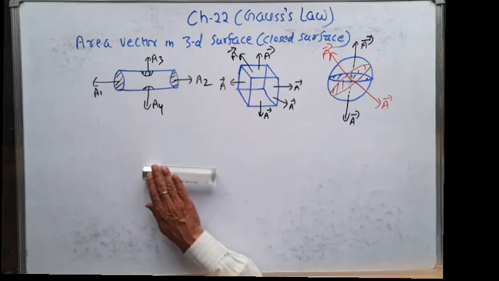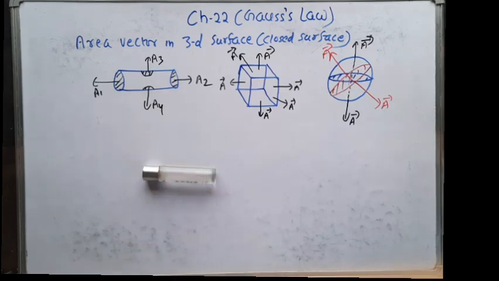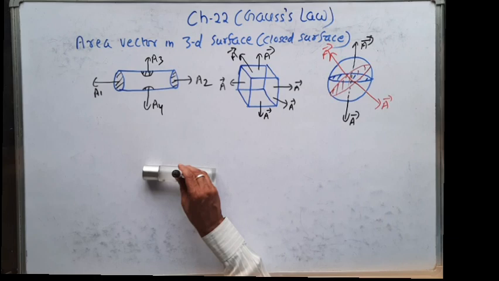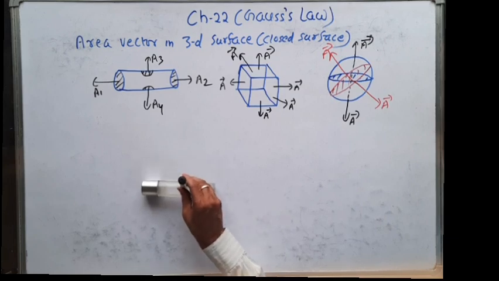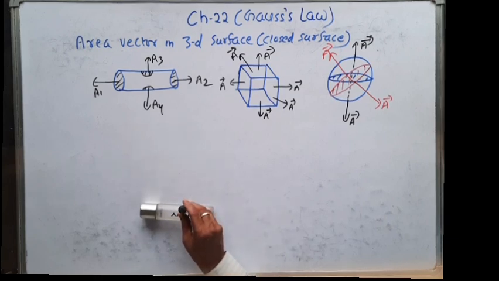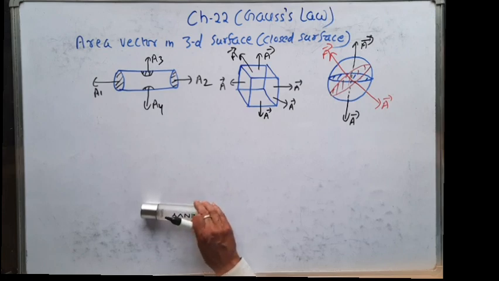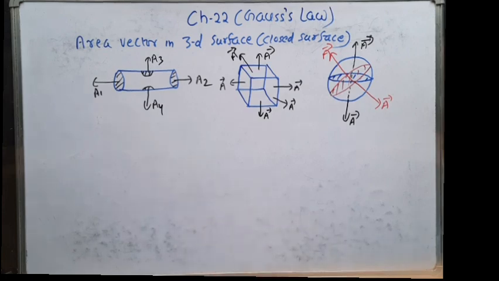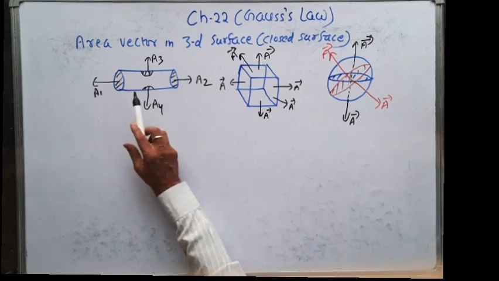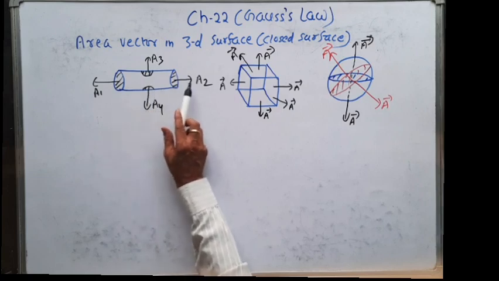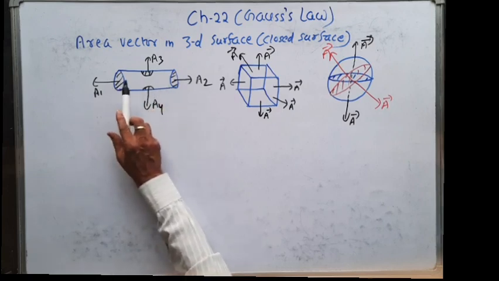And there is a curved surface, you see. Here the area vector is always perpendicular to the surface. So for a three-dimensional element, the area vector is always perpendicular to the surface.